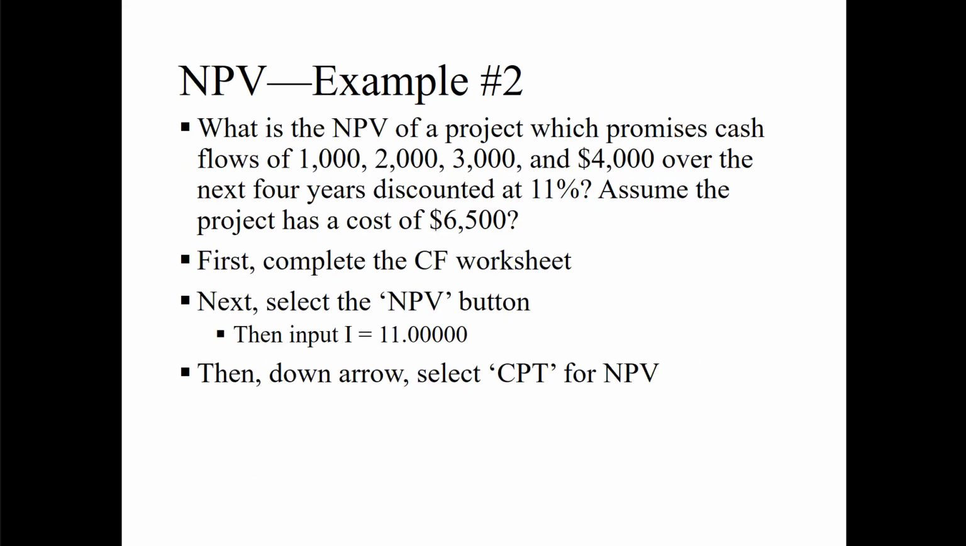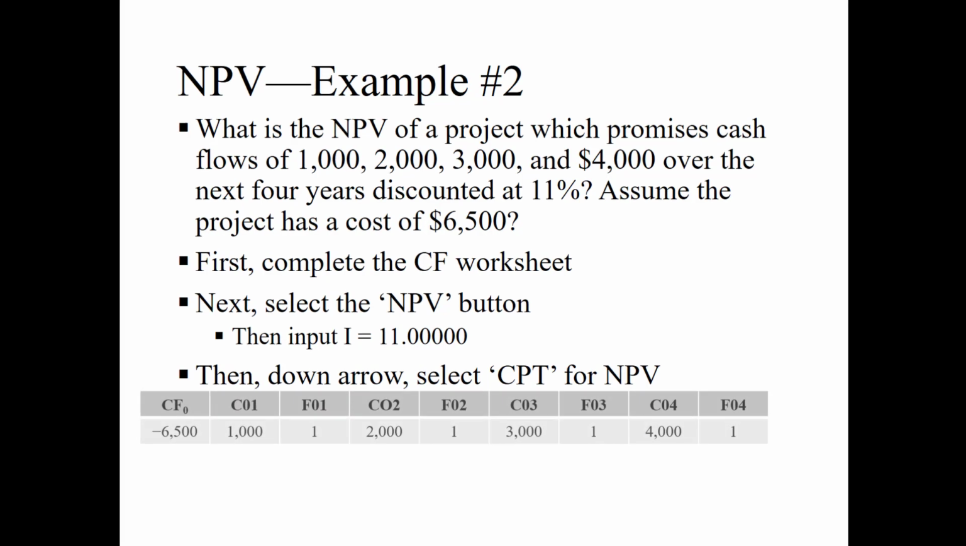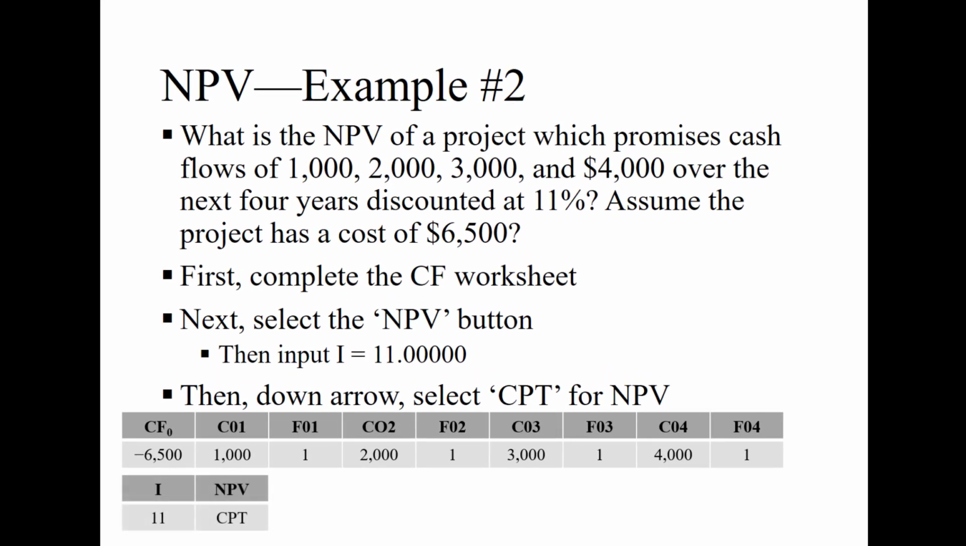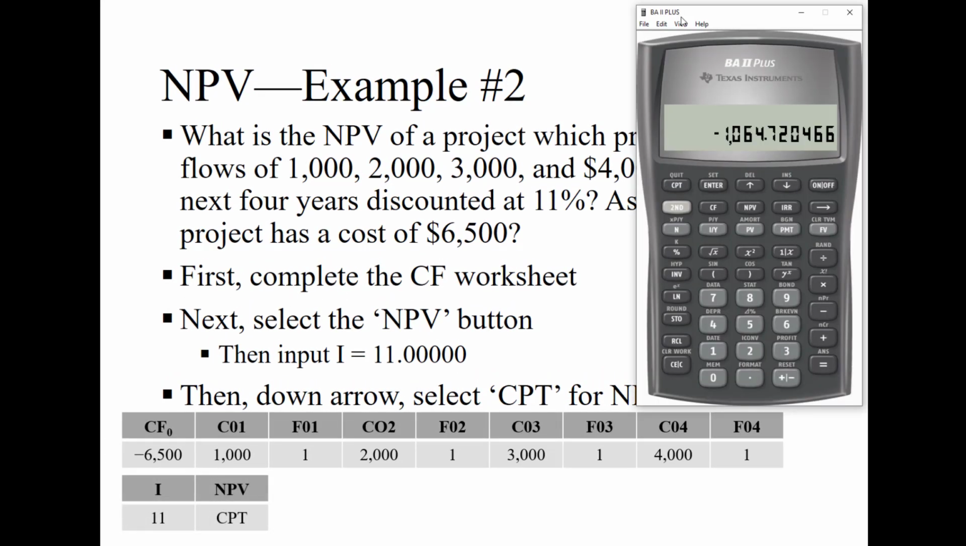And so first, we're going to complete the cash flow worksheet or the cash flow register. Then we'll select NPV and make sure our interest rate is 11%. And then we'll solve for our NPV. And so the first thing I'll do is clear these values out. We want to make sure we do that anytime we're working with a register or worksheet.